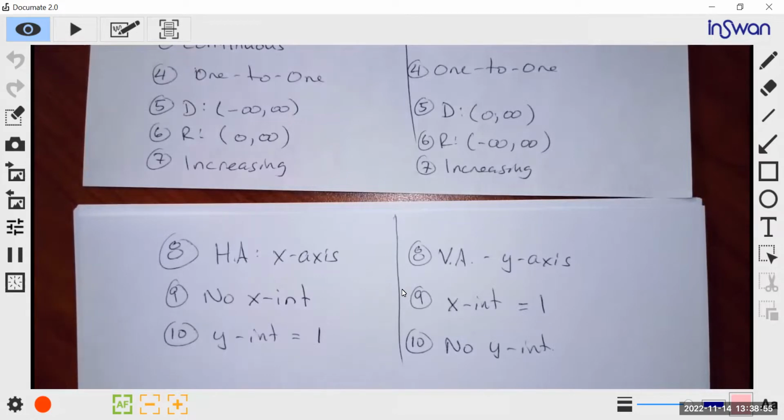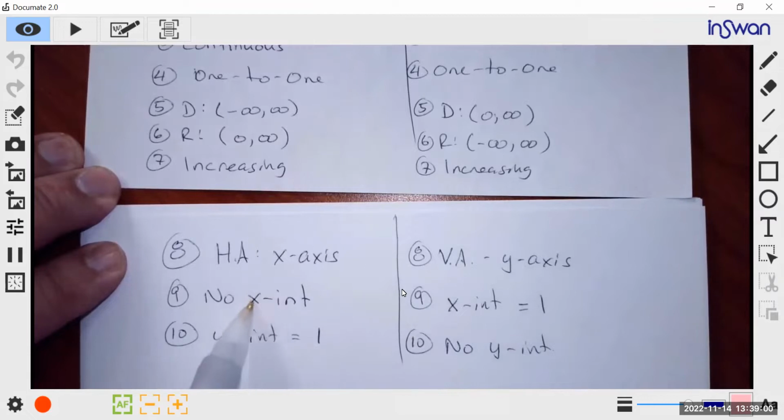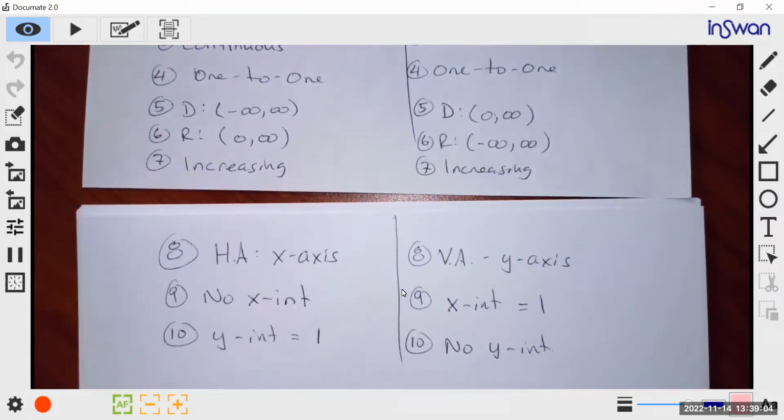As you can see, because the domain is the range, and the range is the domain, no x, no y, x is 1. So they're inverses of each other. They're mirror images of each other. Let's go ahead and find some logarithmic functions.